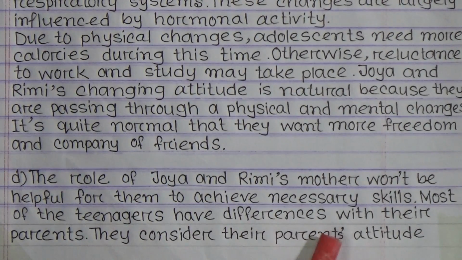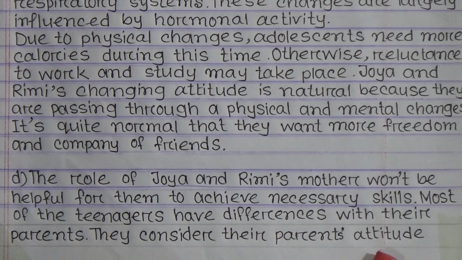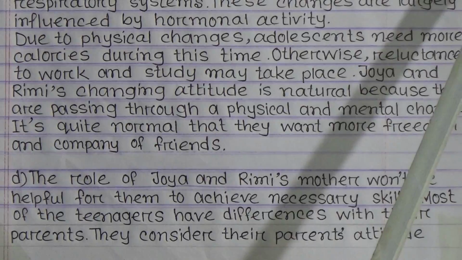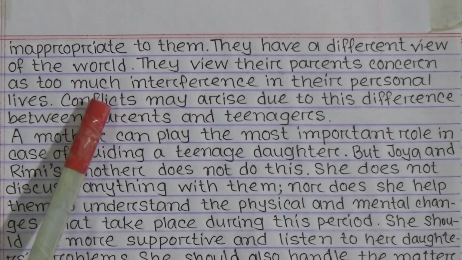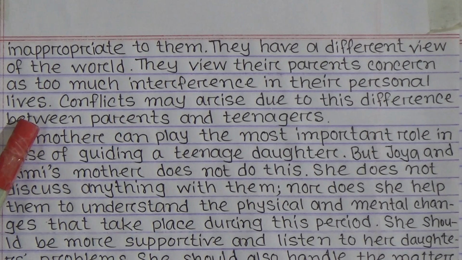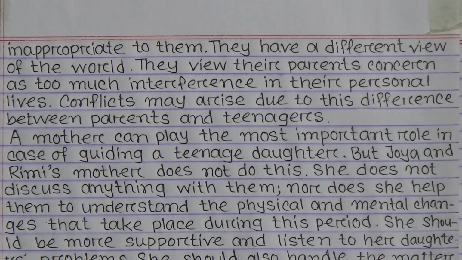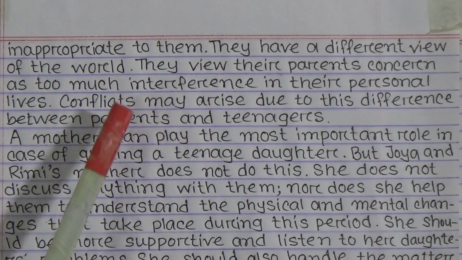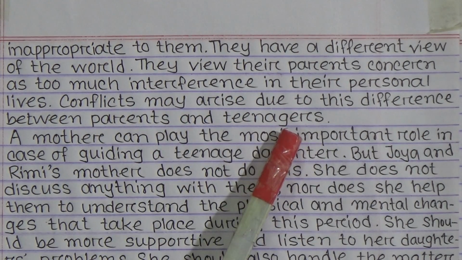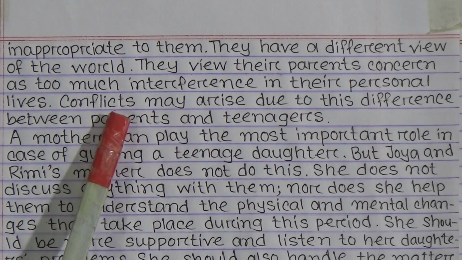Most teenagers have differences with their parents. They consider their parents' attitude inappropriate. They have a different view of the world. They view their parents' concern as too much influence in their personal lives. So not only for Joya and Remy, but for all children passing adolescence, they find their parents not friendly and not appropriate in behavior with them, because there must be some gap between the children and the parents in this time. Conflicts may arise due to this difference between parents and teenagers.